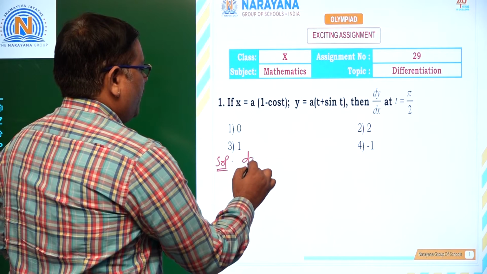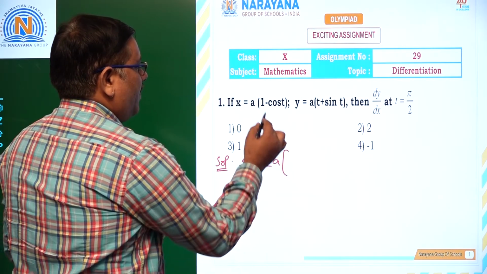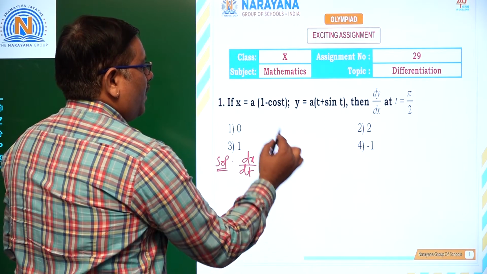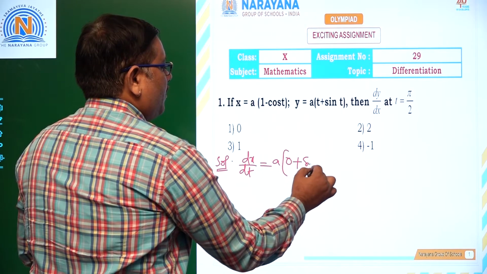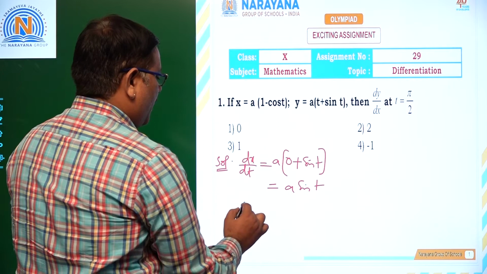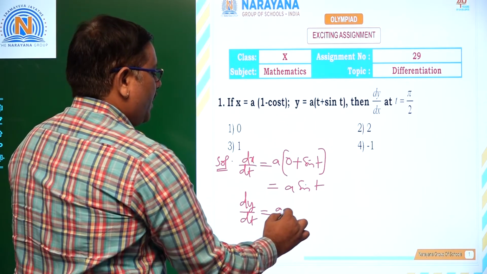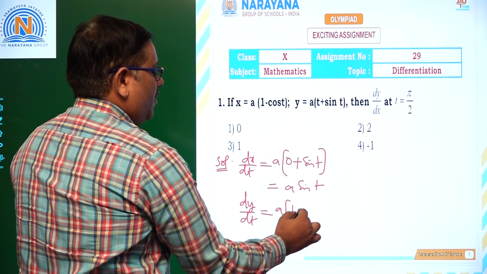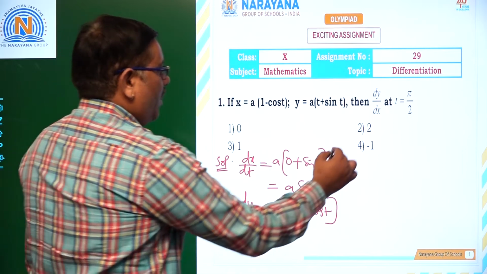Let us find out dx by dt. What is dx by dt for us? a times of derivative of 1 is 0, and the derivative of cos t is minus sin t. So minus of minus becomes plus sin t. So the value here is a sin t. Similarly, let us find out dy by dt. What is dy by dt? a times of derivative of t is 1, plus derivative of sin t is cos t. Okay.